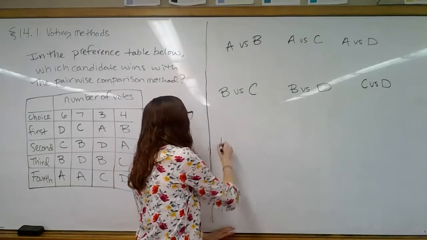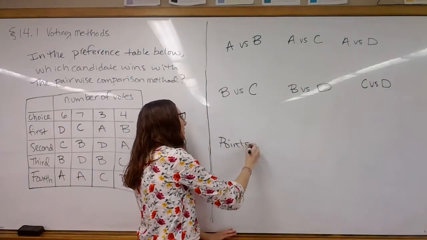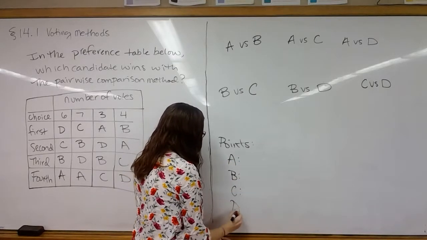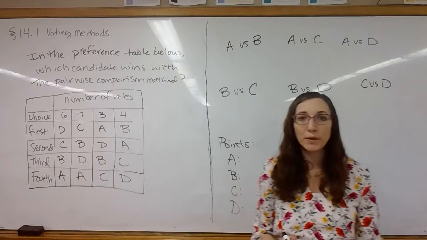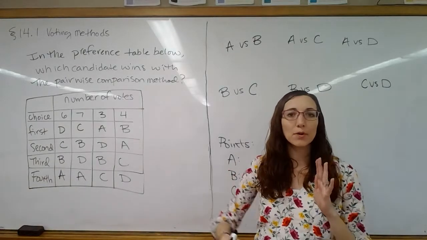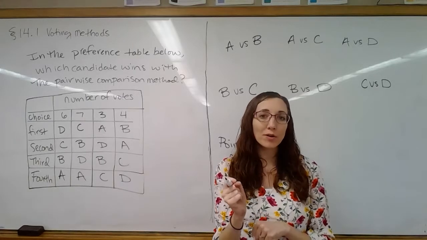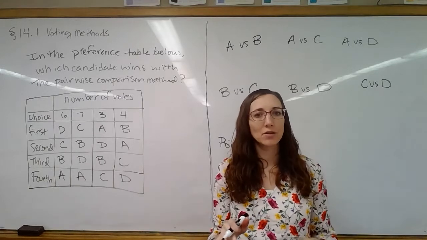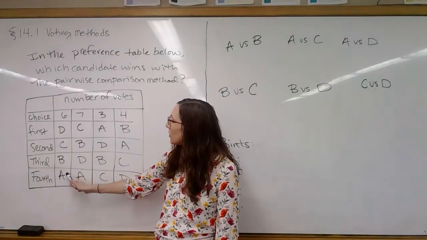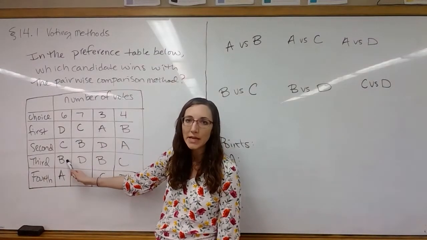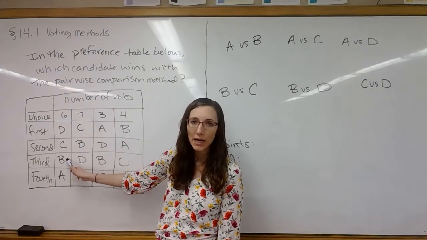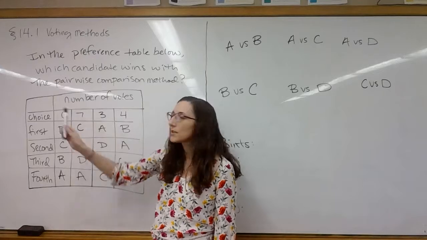And in the bottom, we will keep track of points for A, B, C, and D. So let's do A versus B first. Remember, we're going to look through the whole table column by column, only focus on A and B. Nobody else matters right now, just A and B. Looking at just A and B in the first column, we ask who is preferred, and it's B. So we award all of the votes for that column to B, which is 6 votes.